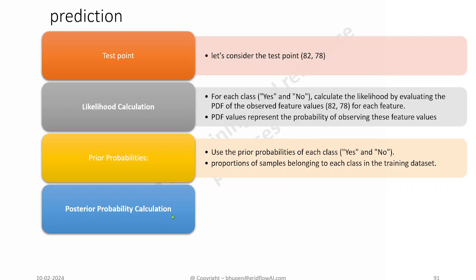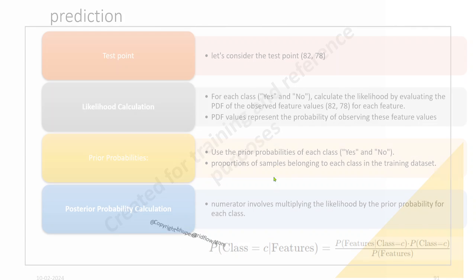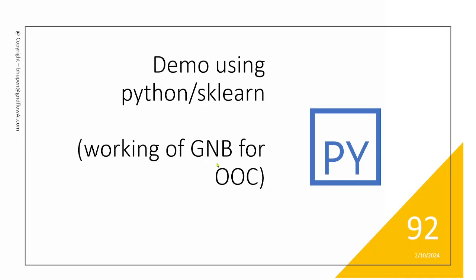Then finally, compute the posterior probability for that new point for each of the classes using Bayes' theorem. Put those values in and you get the probabilities for both classes. Whichever class is the highest is the prediction. I hope the concept is clear. Let's take a look at the code. I'm going to show you how I implement the Gaussian Naive Bayes using Python.